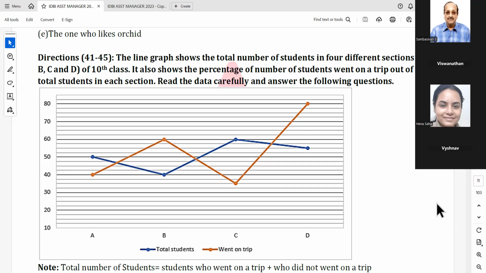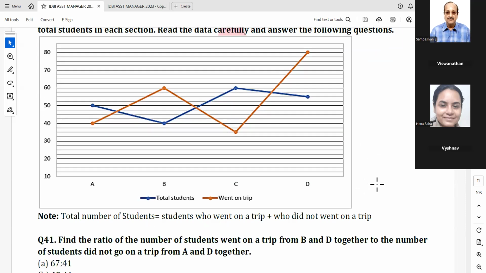So that is telling the percentage of students going on a trip. The other one is the number of students. For example, A has 50 students, B has 40 students, C has 60 students. Then how many does D have? 60 divided by 4, na? It must be 55. Correct, something like that.